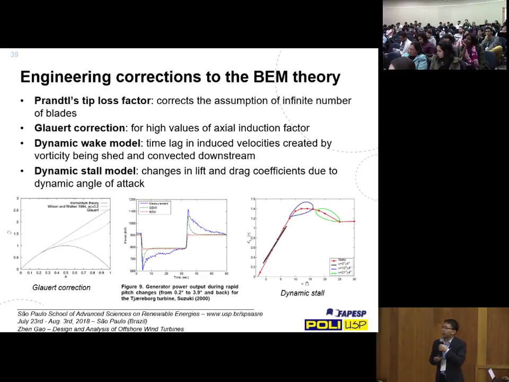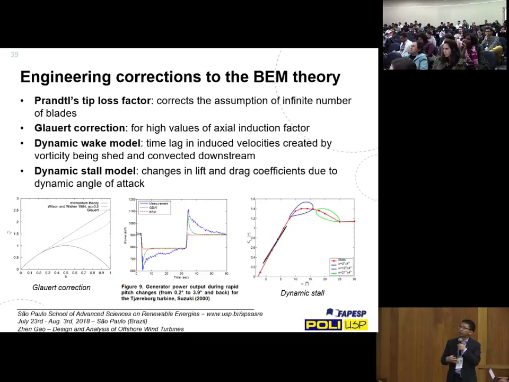And these are mainly for relatively low induction factor. If you have a large induction factor, for example, if the induction factor reaches 1/2, then you would have reversed flow after the turbine. And then you need some corrections. And this is called Glauert correction for relatively large axial induction factor. I will not go into details.